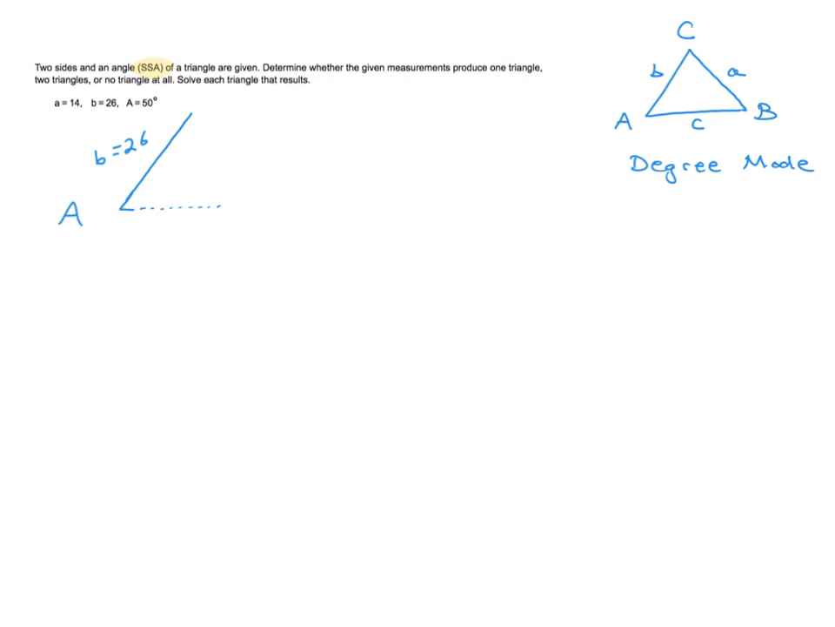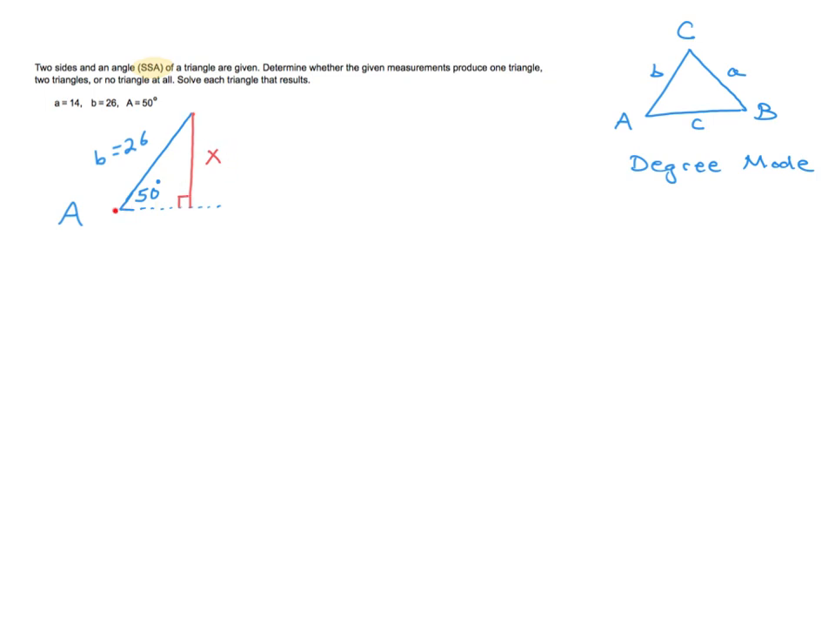To verify this, I'm going to draw the vertical distance from the top of the triangle down to here. So that means it's at a right angle. And I'm going to call this side X. So if A, which is 14, is less than the length of X, there is no way that we can construct a triangle. So let's figure out what X is equal to. So I'm just going to label that angle A is 50 degrees. And I want to solve for X.